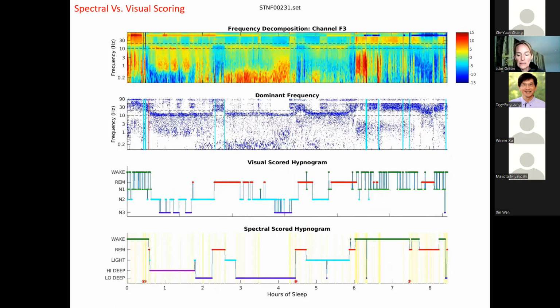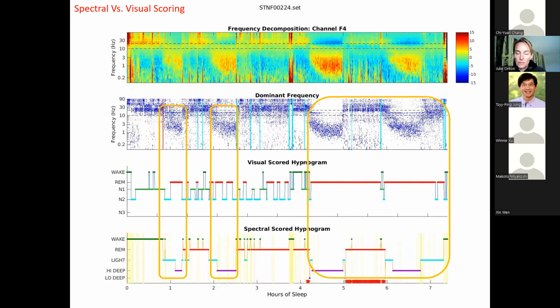Can I ask a quick question? Yeah. On the pure slide. So what exactly does the red mark in the bottom of the spectral score mean?